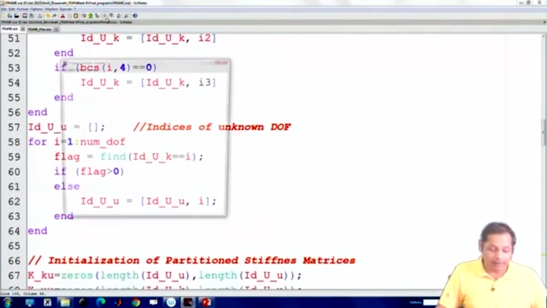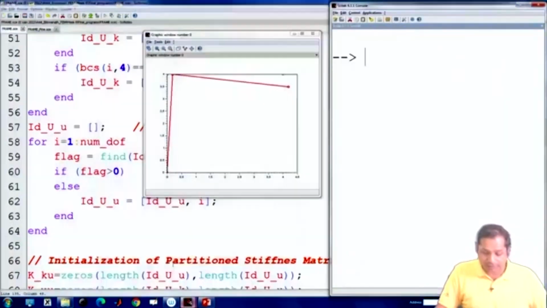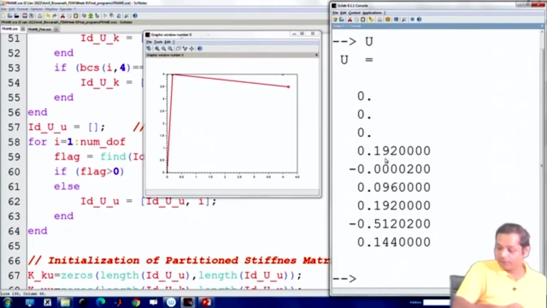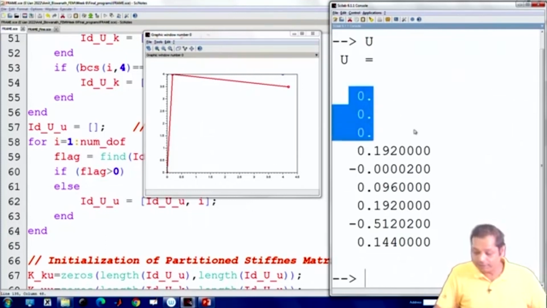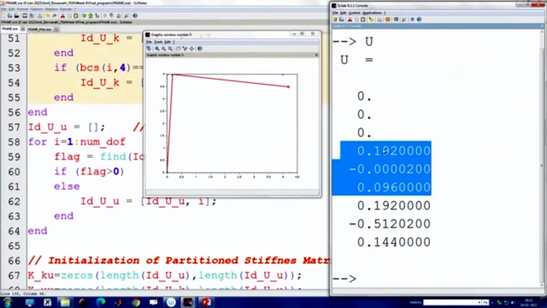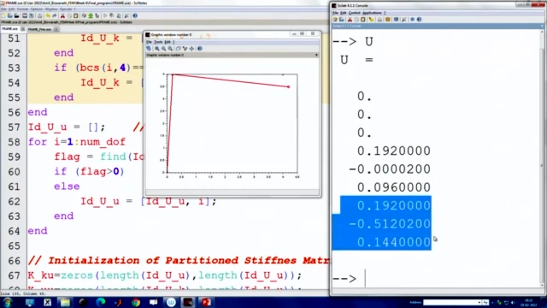Now if you plot it, then our results will be something like this. If we check the result, what are the results we have? Let's plot the global vector. So U will be this. First these three are at this point, and these are 0, and these next three are at the second point. This is horizontal, this is vertical, and this is rotation, and this is the third point, meaning the point where the load is being applied. So this is the result.